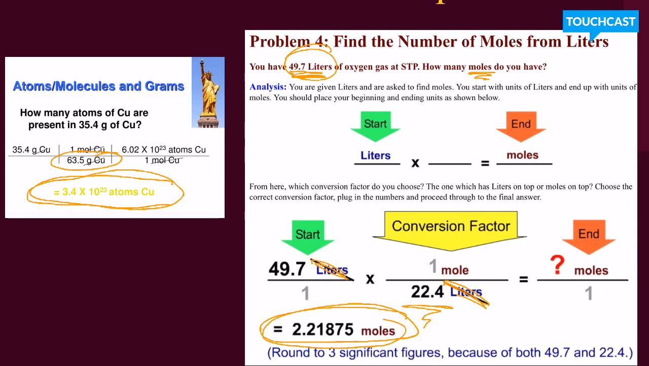So look at the original problem. This one has 3 sig figs, and then we use 22.4, which also has 3 sig figs. You need to reduce this to 3 sig figs. 1, 2, 3. Do you need to round the 1? You sure do, because you've got that 8 right there. So the final answer should actually be reported as 2.22 moles.